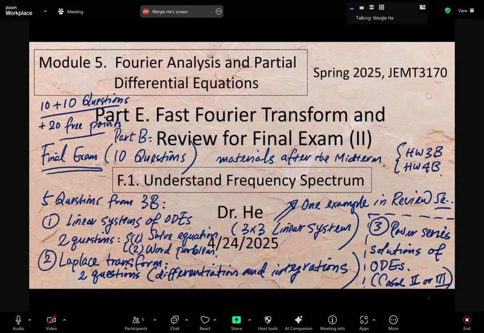That's my thinking. So in our review session, I will give you one such example. Similar to the Laplace version, but we need to modify it. The process, the whole detailed process, exactly like the Laplace transform, but we need to convert it to the Fourier transform version.